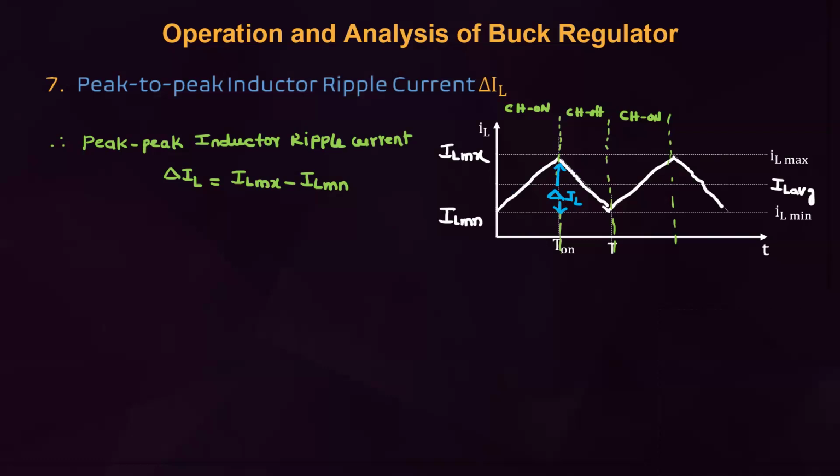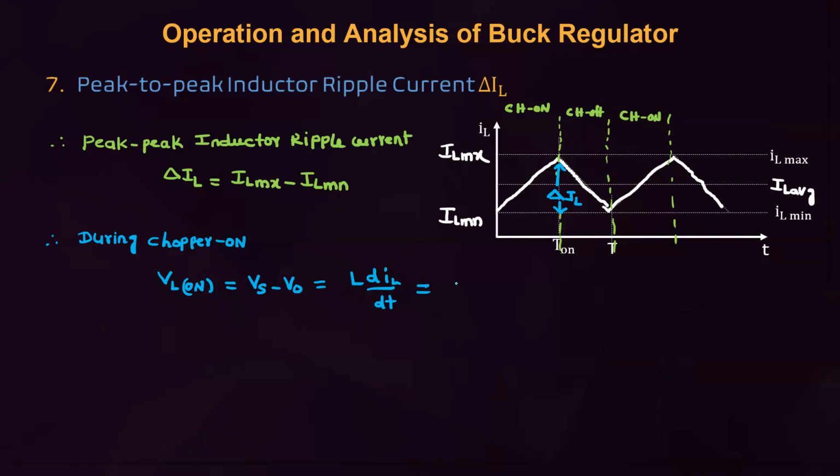For that, you take either the chopper on state or the off state. I'm taking during chopper on. During chopper on, what is VL on? VL on equals Vs minus V0. I already know this from KVL. It equals L into diL by dt.